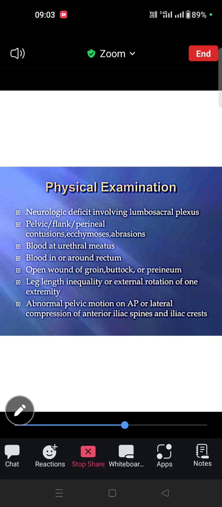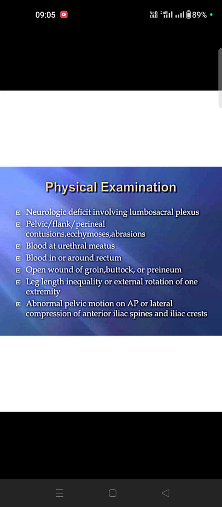Here, ecchymosis means discoloration of the skin resulting from bleeding. Then abrasion means damage of the skin. Then blood in the urethral meatus and bleeding around the rectum, open wounds in the groin, buttocks and perineum, leg length inequality, and external rotation of the extremities, abnormal pelvic motion on anterior posterior and lateral compression of the anterior iliac spine and iliac crests.